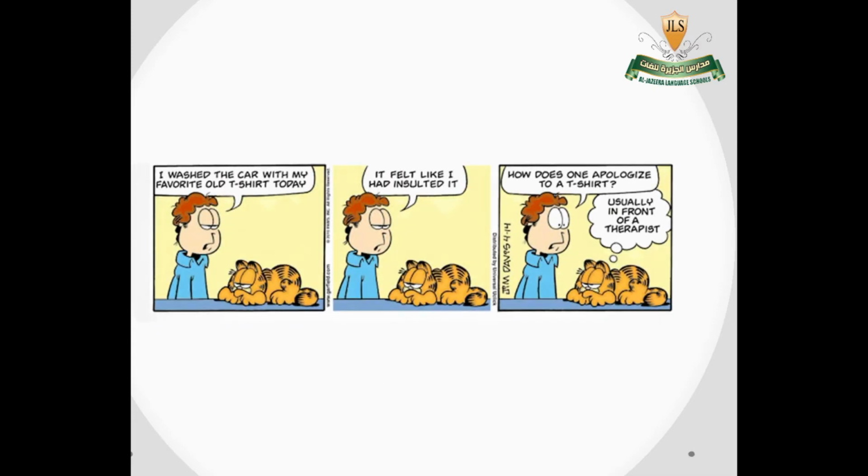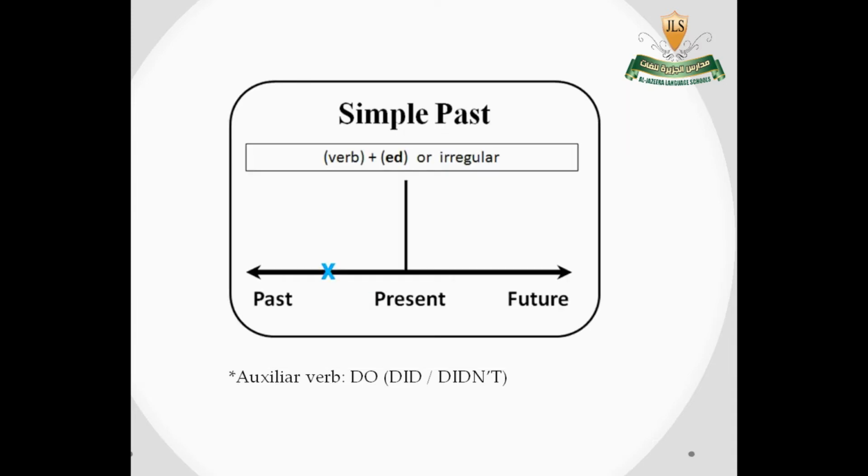Let's see together. I washed the car with my favorite old t-shirt today. It felt like I had insulted it. The auxiliary verb is do. That is, in the past, I use did or didn't. As we know, every tense has an auxiliary verb or a helping verb. Now, this is the timeline of the tense.